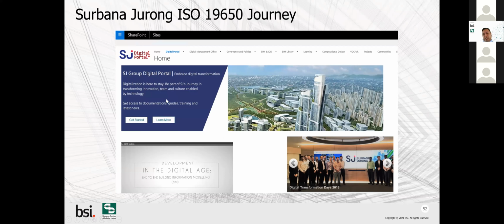Okay, so that is my professional journey with the ISO certification. At the same time, as mentioned, I'm currently the BIM manager for Surbana Jurong. So Surbana Jurong has its own ISO 19650 journey. Okay, so this is our group digital portal, the SJ group digital portal.